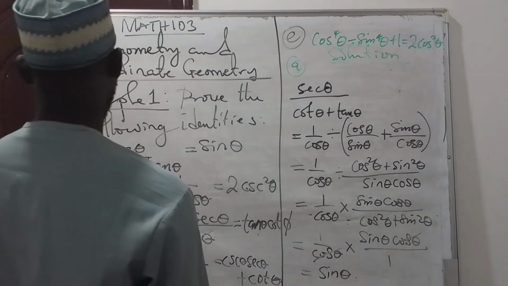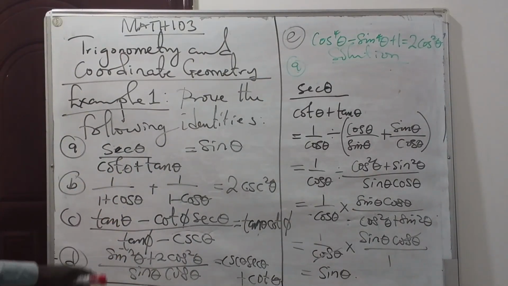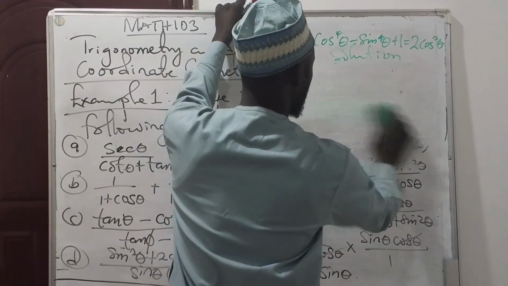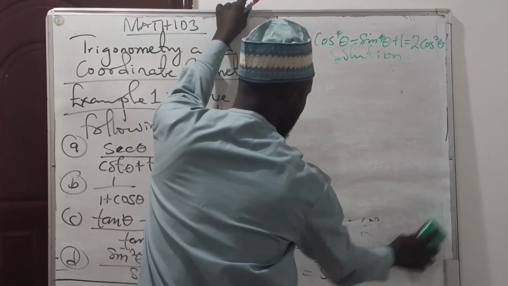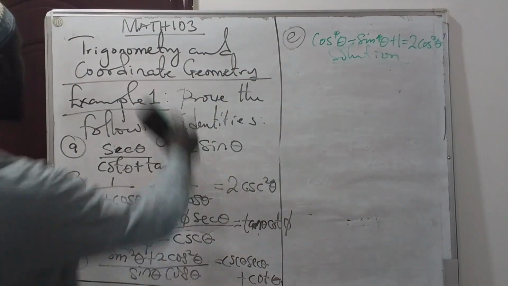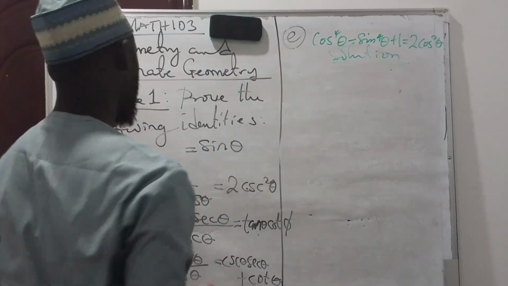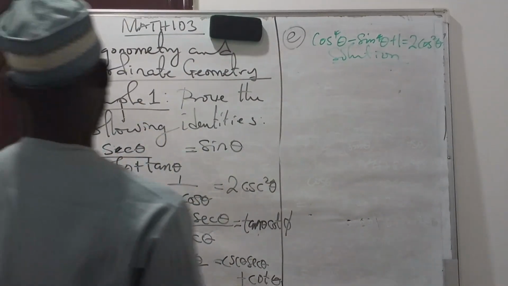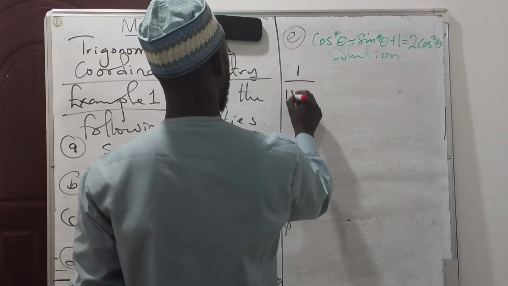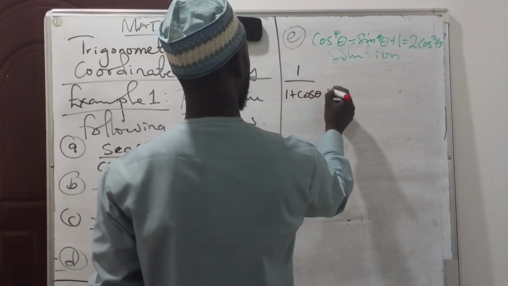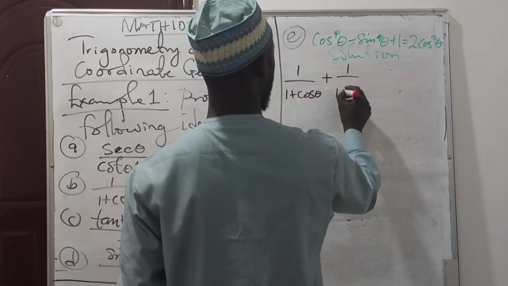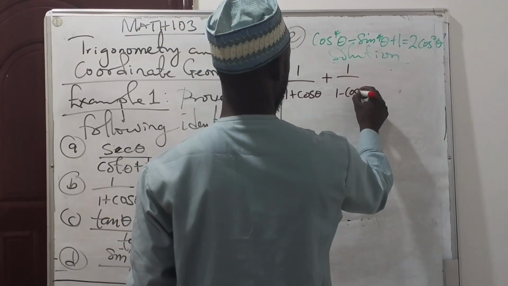Now to solve B, let me clean here and then solve the question pertaining to B. For the B part, I have 1 over 1 plus cos theta plus 1 over 1 minus cos theta.